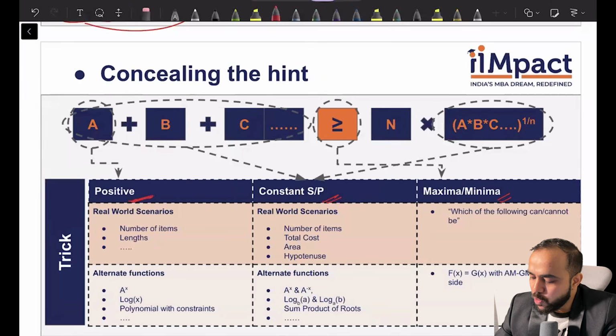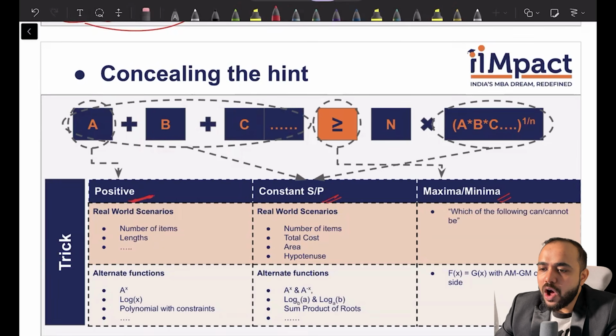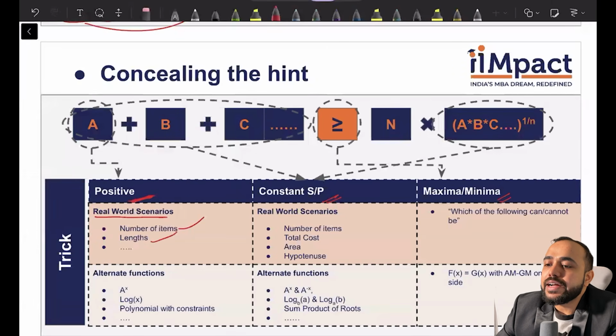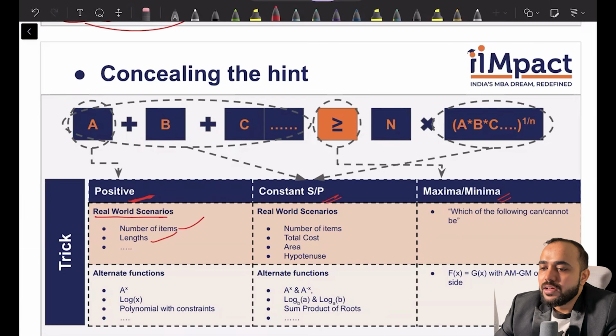All right. So for positive, one of the easiest ways to hide the hint is by using some real world scenario: number of items, lengths, et cetera. Now, these are going to be positive quantities. It is a given fact. It's common sense. But they are now not required to write it exactly with the word positive in the question statement. So this is one of the ways in which they hide the requirement of positive, by just saying that the things that we are talking about are number of items.